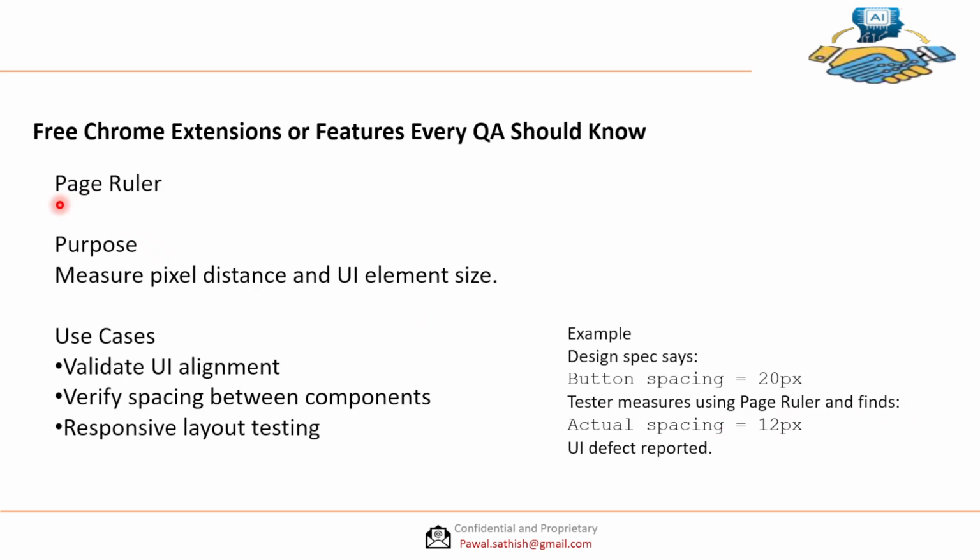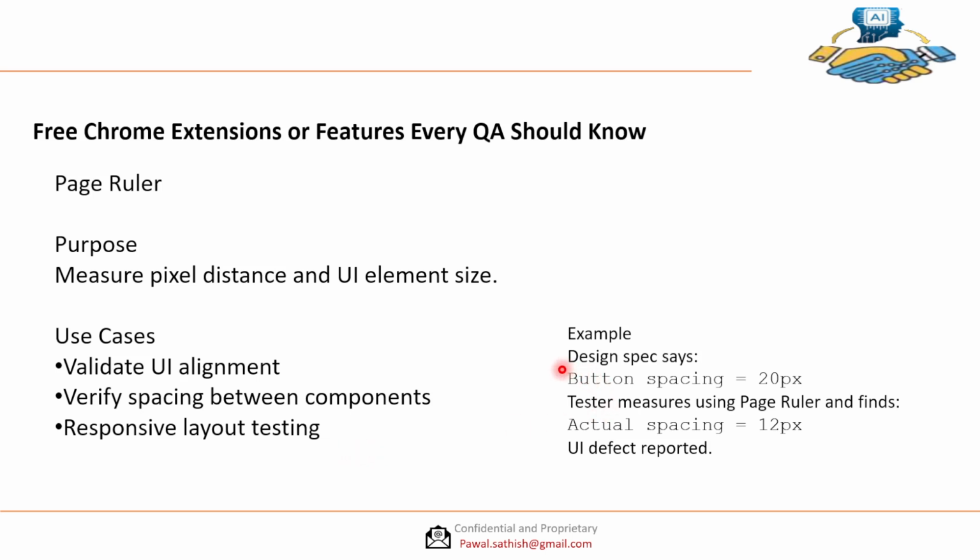The next one is Page Ruler. The main purpose of the ruler is to measure pixel distance and UI element size. So why do we require Page Ruler? Using Page Ruler, we can identify UI issues: we validate the UI alignment, verify the spacing between components, and do responsive layout testing.